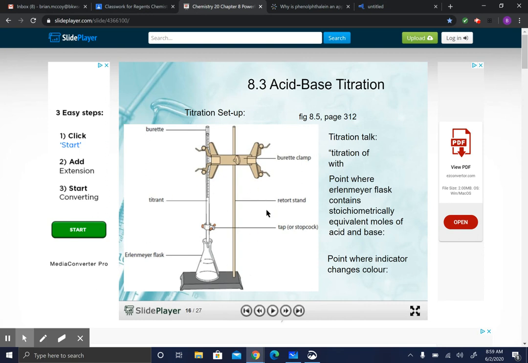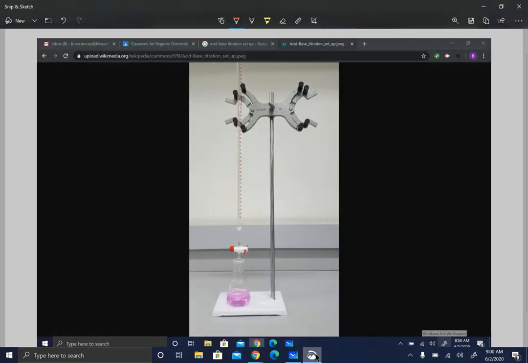So we talked about this yesterday. I think I took a picture of this. Oh no, I took a picture of a real one. All right, so here we go. Let me get to business here.